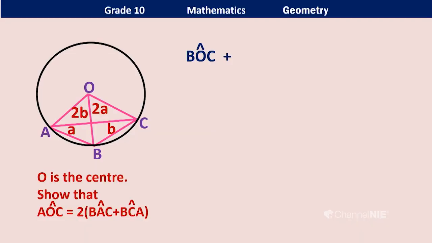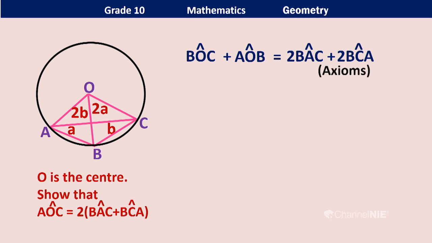Now, what I am going to do is, I am going to add those two relationships together. That means, I am going to add the two equations together. So, I can get angle BOC plus angle AOB is equal to twice of angle BAC plus twice of angle BCA. Right. So, we have got that relationship using axioms. I have added the two equations I have got previously.